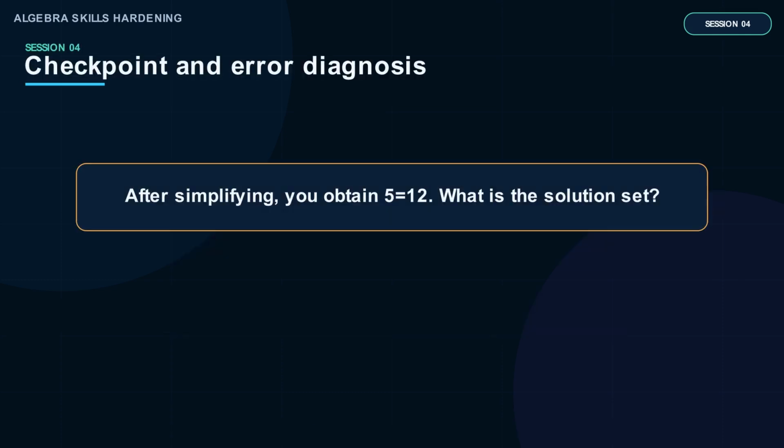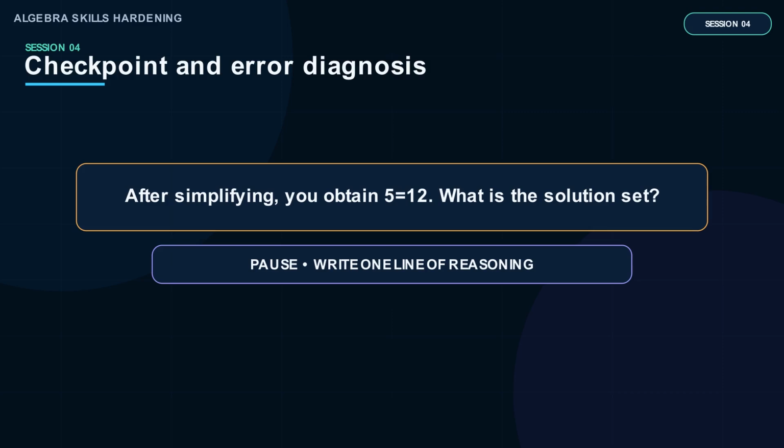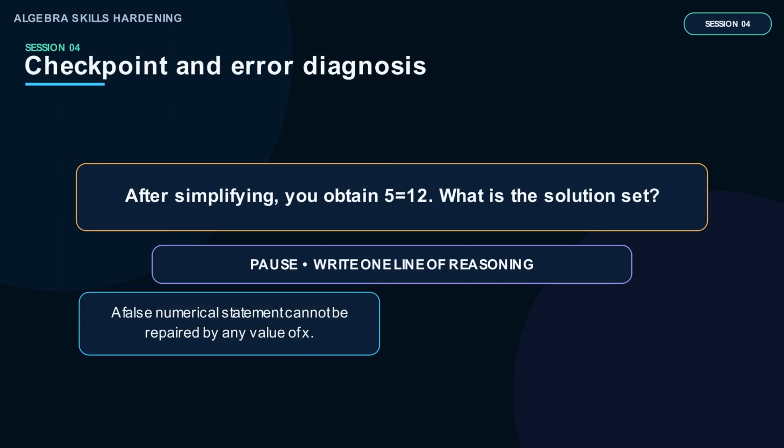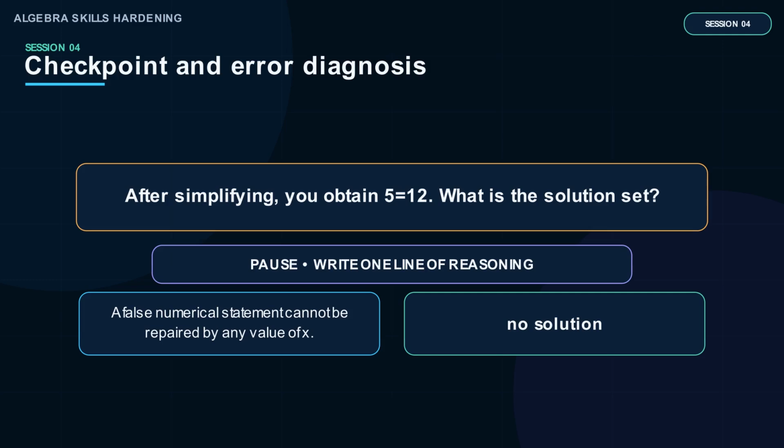Try this checkpoint without copying the example. After simplifying, you obtain 5 = 12. What is the solution set? Decide which mathematical fact controls the answer. Write one line of reasoning before you commit. A visible decision is easier to inspect and correct. The focus hint: a false numerical statement cannot be repaired by any value of x. Use it to repair your setup rather than guess. An accepted answer is no solution. Explain why it works and name the first step that would expose a common error.